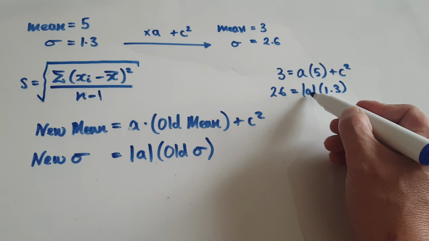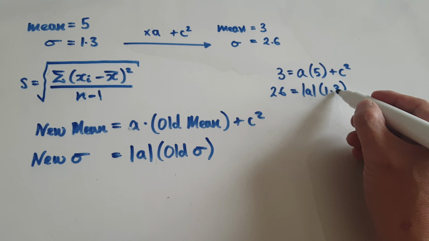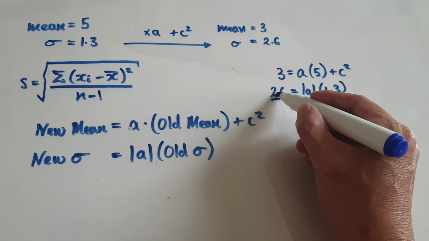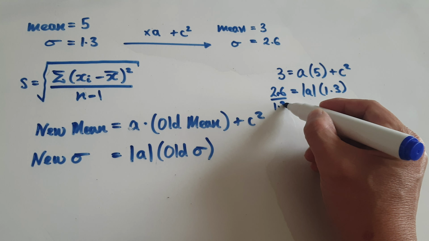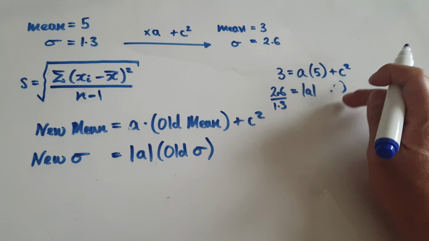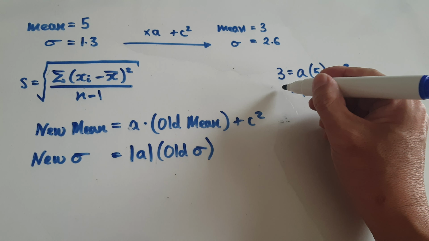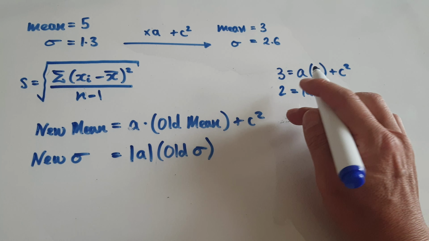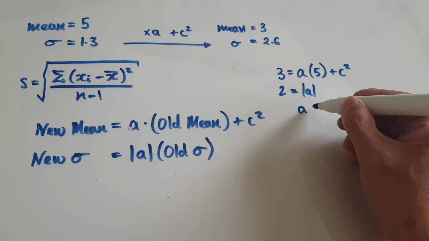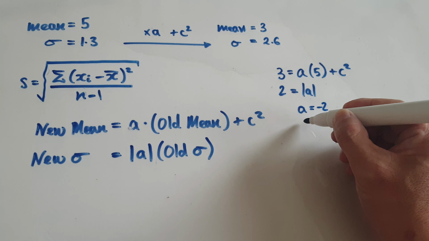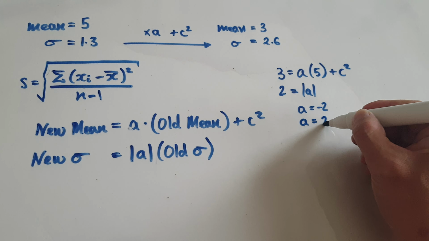So let's work out the absolute value of a. So divide both sides by 1.3. So remember, this is 2.6 divided by 1.3, which is 2. So a could be negative 2, or it could be positive 2. So now you've got to test it.